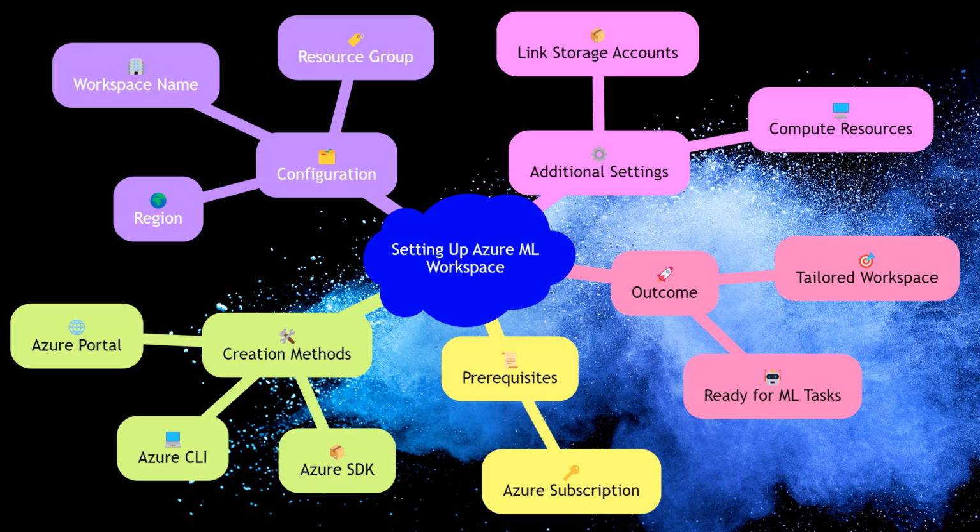To set up an Azure ML workspace, you need an Azure subscription. Once you have a subscription, you can create a workspace through the Azure portal, Azure CLI, or Azure SDK. The process involves specifying a resource group, workspace name, and region. After creating the workspace, you can configure additional settings, such as linking to existing storage accounts and compute resources. This setup process ensures that your workspace is tailored to your specific needs and ready for machine learning tasks.